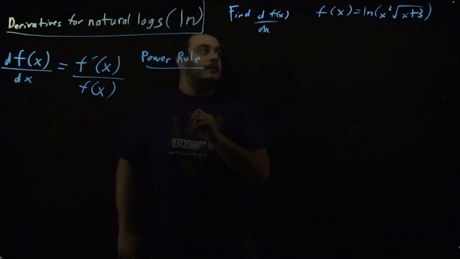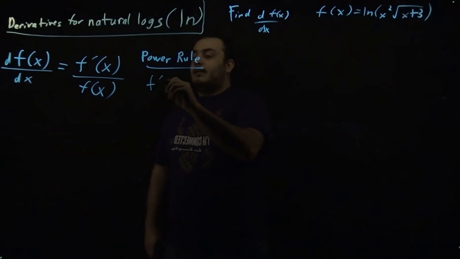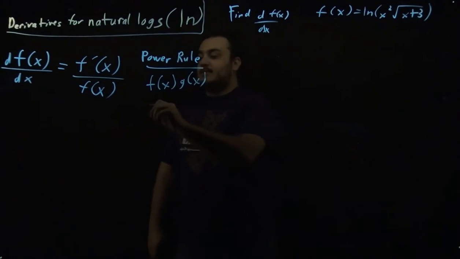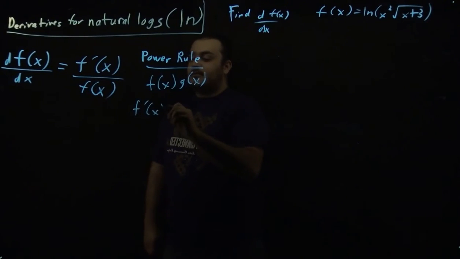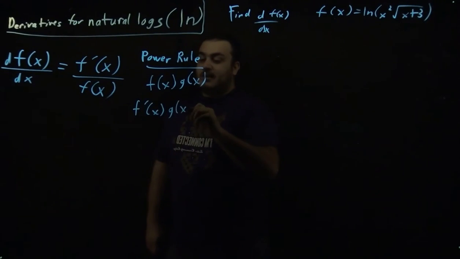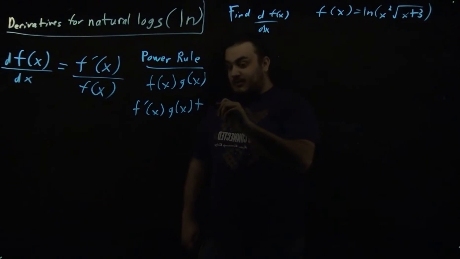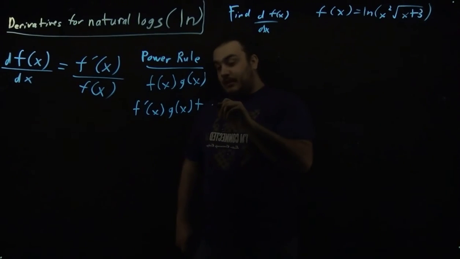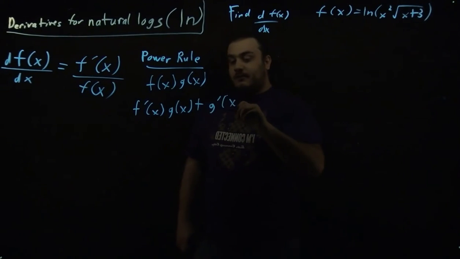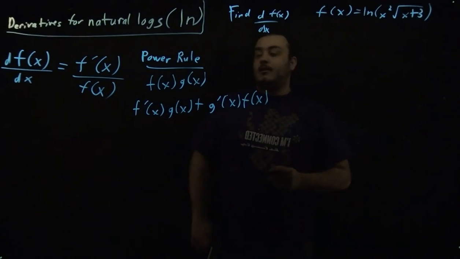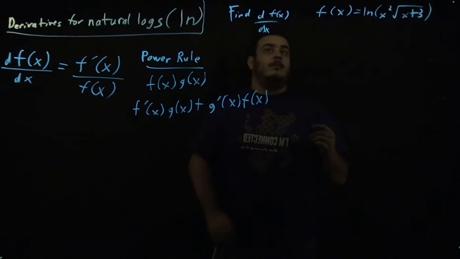And the product rule is when you have f of x and g of x, and you want to find the derivative of that, that is f prime of x, or f derivative, times g of x, the original g of x function, plus g derivative of x times the basic f of x. Alright, now that we understand that, all we have to do is plug it back in here.